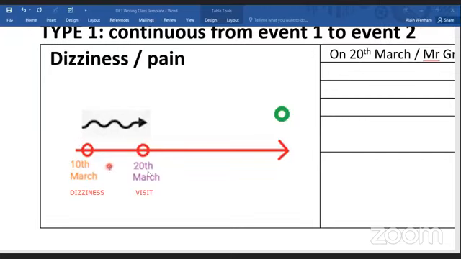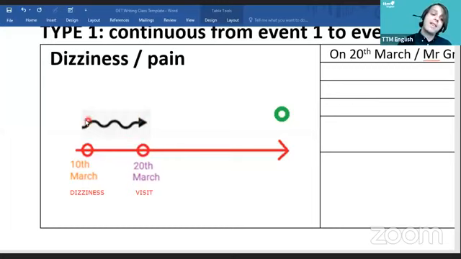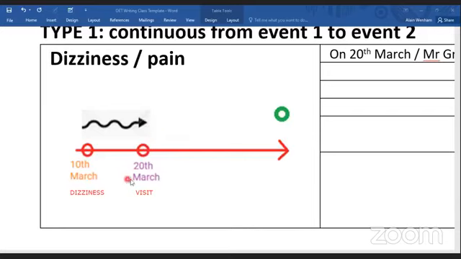Yes. But what about now? Is it finished now? We don't know, right? But if we're using past perfect, we're just talking about this one to this one. Unfinished. Right? Does that make sense, guys?